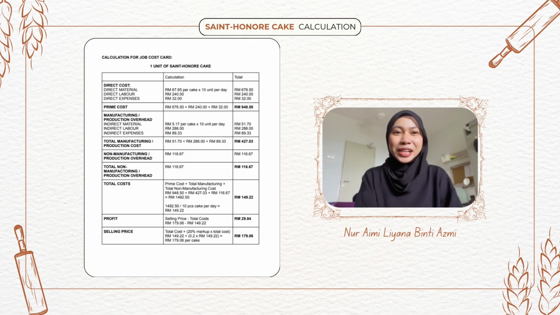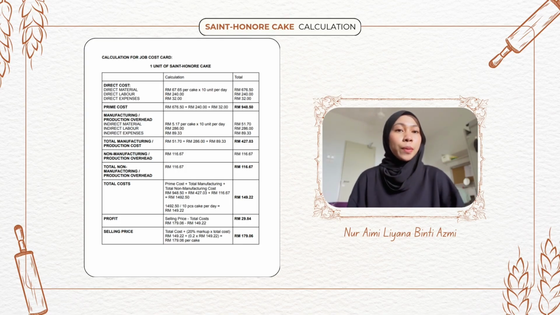So hi, my name is Rai Milena. I'm going to explain to you the calculations of job cost for 1 unit of our cakes. First we have direct costs. For the calculations of direct costs, we have direct materials. Direct materials is 67.65 per cake. We produce 10 cakes per day, so we times by 10 and get 676.50. For direct labor, we have 240 ringgit, while direct expenses is 32 ringgit. So the total prime cost is 948.50.